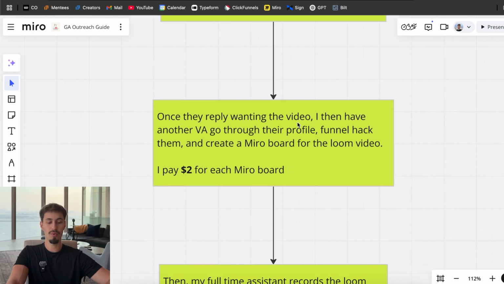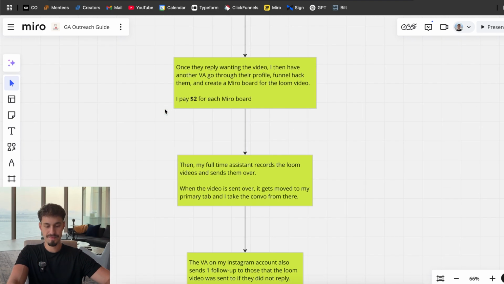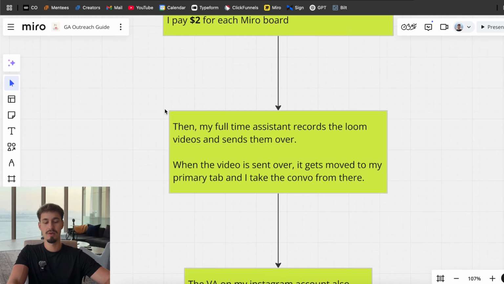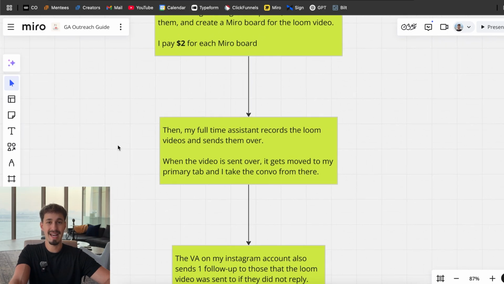And then once they reply wanting the video, I have another VA go through their profile, funnel hack them, and create a Miro board for the Loom video. And I pay $2 for each Miro board created. And then I have my full-time assistant, which obviously I'm not factoring that cost. You should just do this yourself. I have a full-time guy that I partner with on all my creators. So he records all the Loom videos and sends them over. And then when the video is sent over, it gets moved to my primary tab and I take the convo from there.